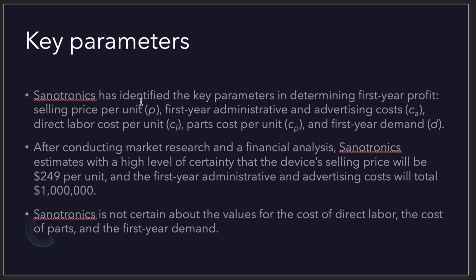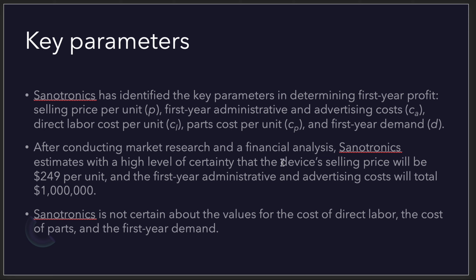Now, the key parameters that they are considering for this high level simulation is the sales price per unit, which is P, the first year administrative and advertising costs, which is CA. These are fixed costs, they don't depend upon the number of units you produce. Then direct labor and parts costs, which are both variable costs, which are per unit. And finally, demand, which is D.